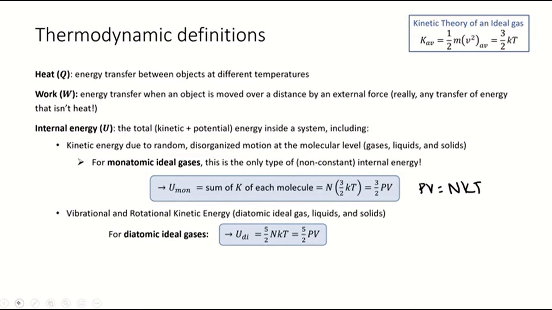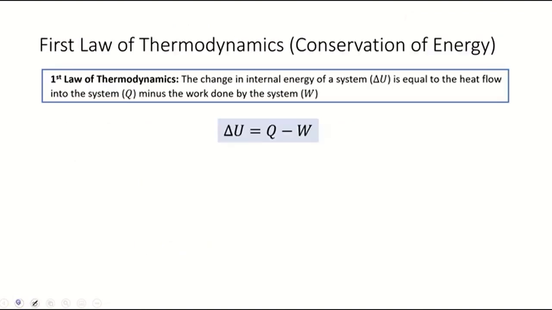Then it turns out that U is going to be equal to 5/2 NkT. Once again, we can use the fact that for an ideal gas, NkT equals PV, so we can write this as 5/2 PV. If we want to think about real gases and liquids and solids, we also have to include in the internal energy some terms due to potential energy, which comes from the intermolecular forces of attraction between atoms in those substances.